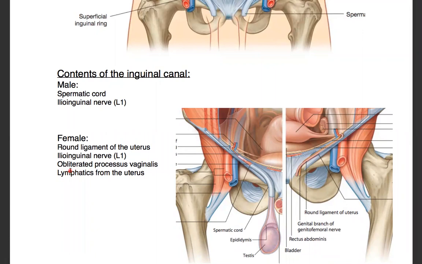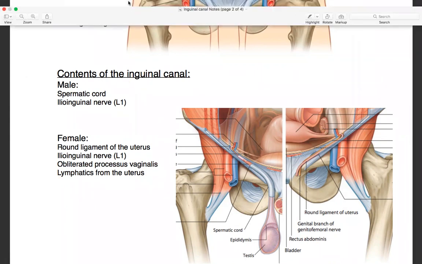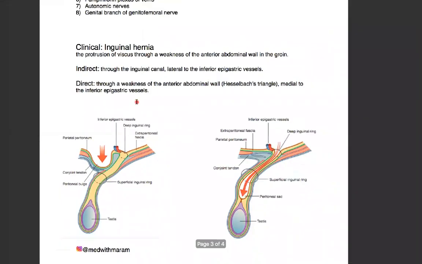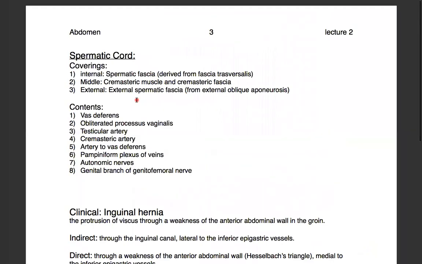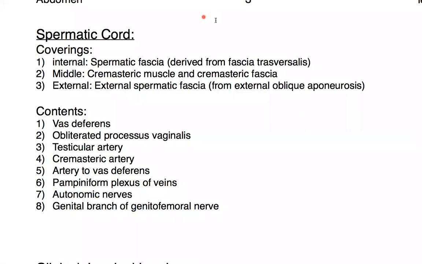Okay, going to the female: round ligament of the uterus, ilioinguinal nerve, obliterated processus vaginalis, and lymphatics from the uterus, while for the male: the spermatic cord and the ilioinguinal nerve. Then, the contents of the spermatic cord itself are super important, probably the most important thing in this lecture. Then the coverings of the spermatic cord are not as important, but I would still mention them.